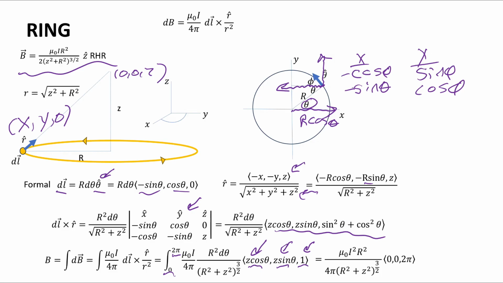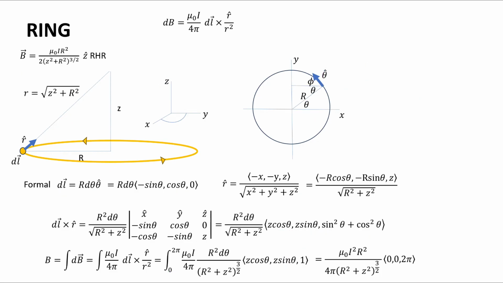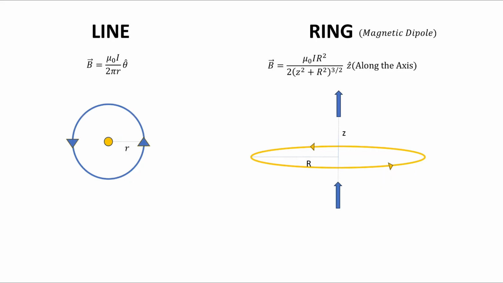You might like this way, you might like the other way. I think you should know how to do both. So here's our results. We have the ring and we have the line. And this was the hardest work we're going to do in this entire video, getting these 2 results.